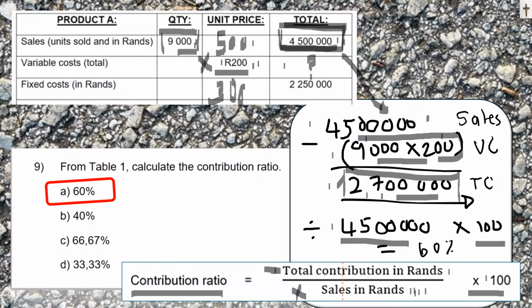And you will see that is A, it equals 60%. You might need to go through this again to understand it properly, but the total contribution in rands is the total sales minus the total variable cost, divided by sales in rands, which is given, multiplied by 100, will give you the contribution ratio.